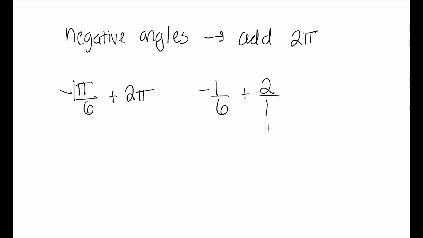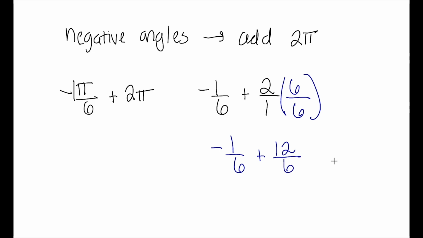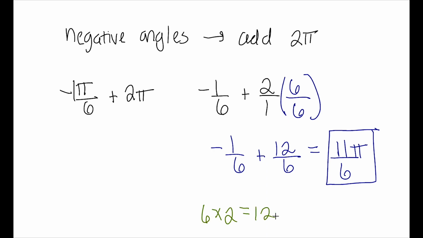In order to get our common denominator, multiply this fraction by 6 over 6. Negative 1 over 6 plus 12 over 6. So negative 1 plus 12 is the same thing as 12 minus 1. So we have 11 over 6, and put your pi back in your answer to do our check. 6 times 2 equals 12. 11 is less than 12, so our answer is in the correct range.